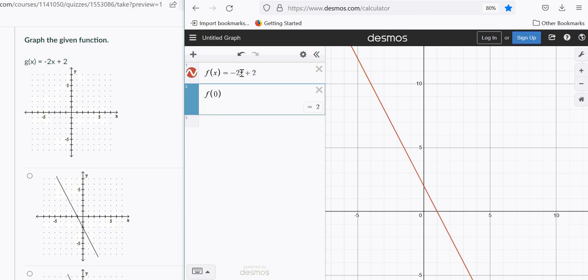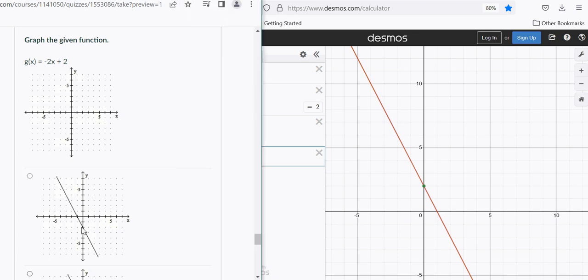You see, when you input 0 here, negative 2 times 0 is 0 plus 2, so you have it. So 0, 2 is the y-intercept, right here. And you can see it goes down. So here, this is 0, negative 2. That's not what you wanted. You see here, this one. Not what you wanted.